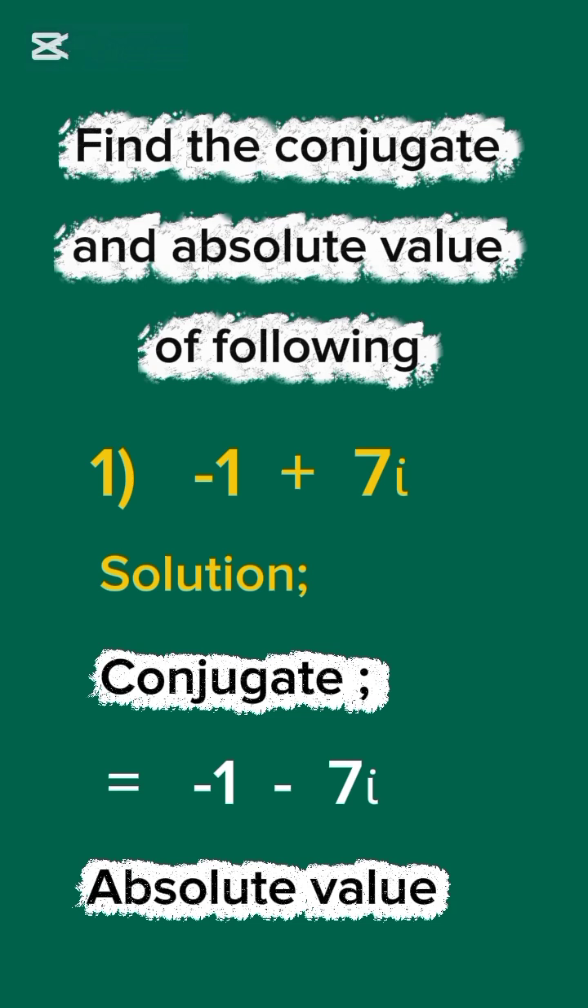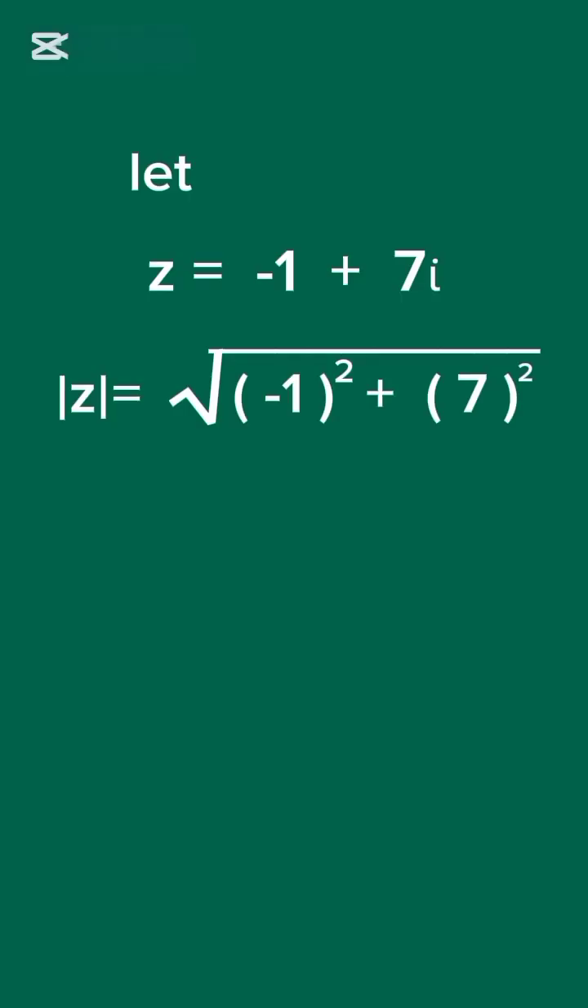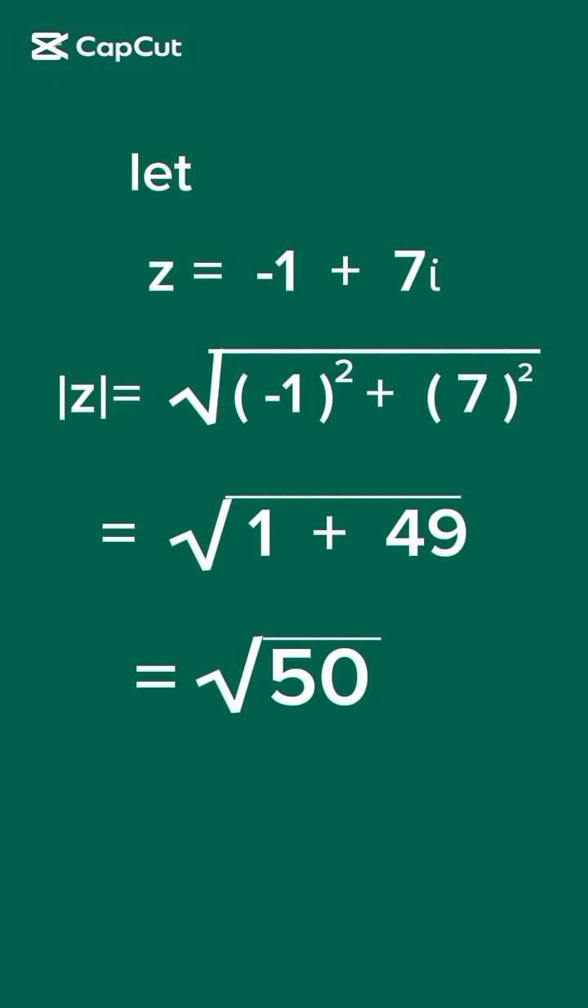To find the conjugate, we keep the real part same and change the sign of imaginary part. So plus 7 iota becomes -7 iota. Therefore, the conjugate is -1 minus 7 iota. Now we have to find absolute value. First, suppose z equal -1 plus 7 iota.